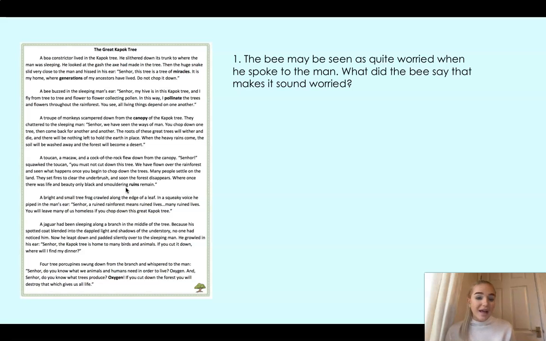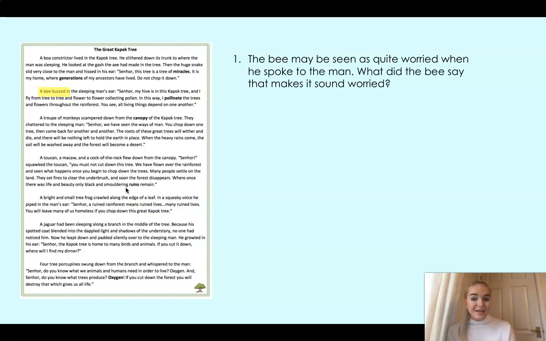What did the bee say that makes it sound worried? Well, we know we're talking about the bee, so we can see here that this paragraph is all about the bee. It's all about what the bee is saying. Now, the bee is worried. What does he say that makes him sound worried?